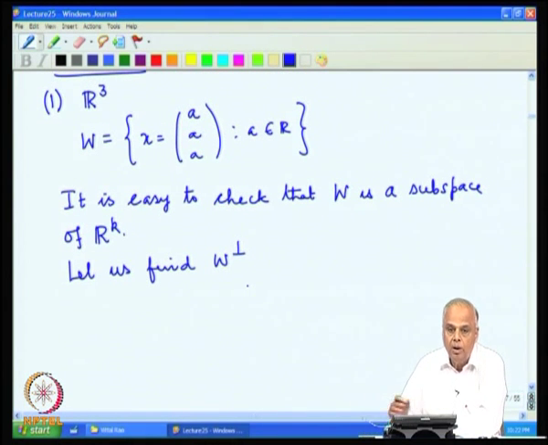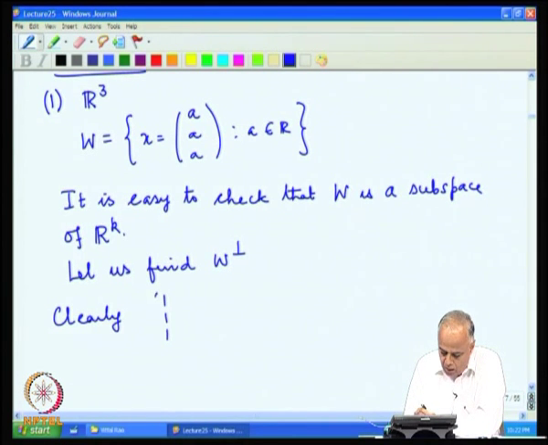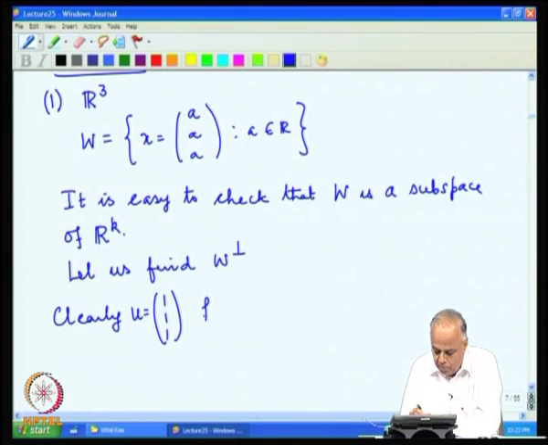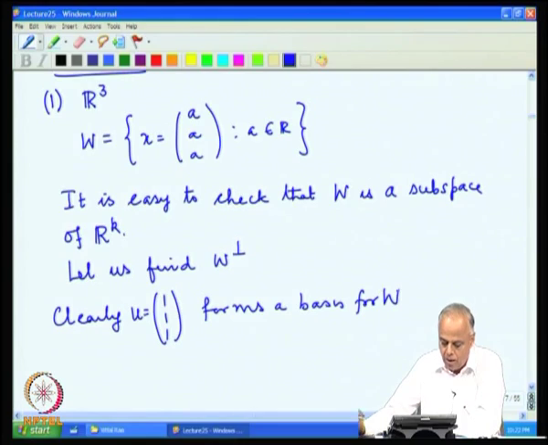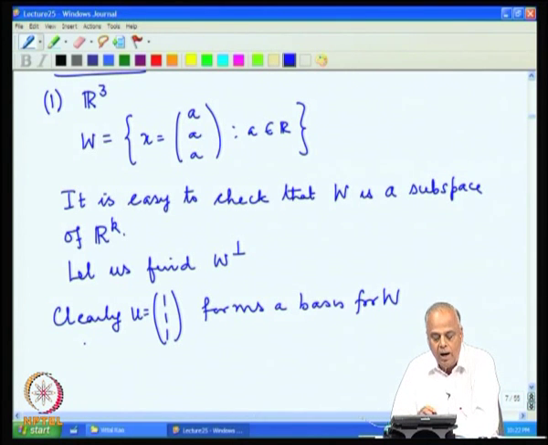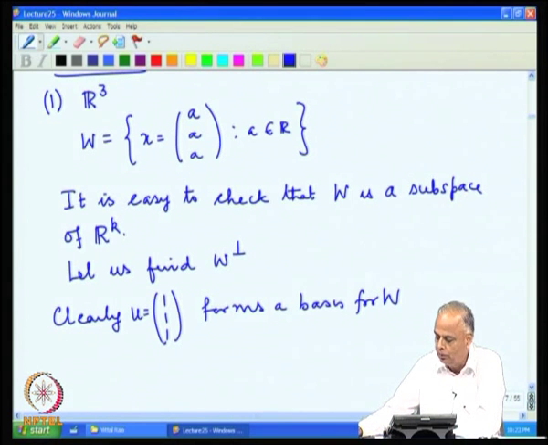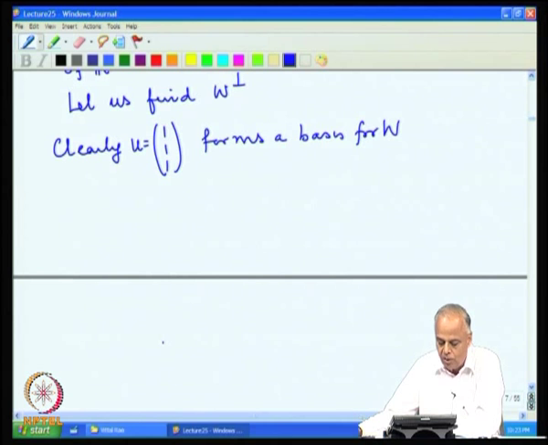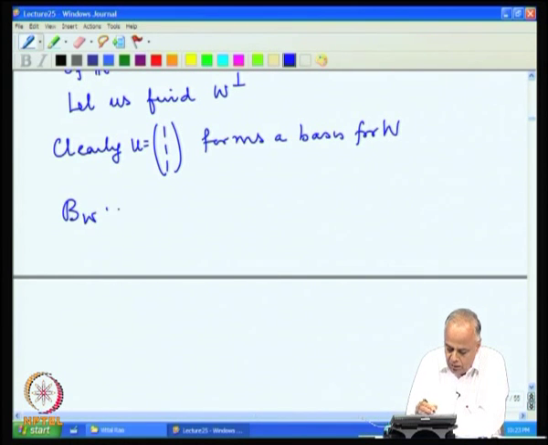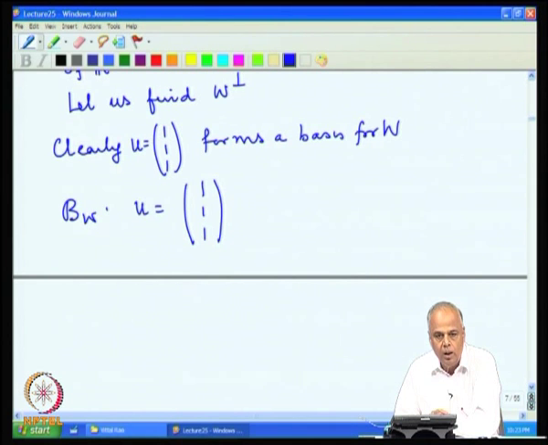Now, first of all, in order to check whether something is in W perp or not, we have to check whether everything is orthogonal to a basis vector. So, in order to do that, we will first find a basis for W. So, clearly, this vector U = (1, 1, 1) alone forms a basis for W. Why is this so? Because this vector belongs to W and every vector in W is a times U. Okay. So, therefore, it spans W and hence it forms a basis. So, our B_W, the basis for W, consists of only one vector, namely U = (1, 1, 1).